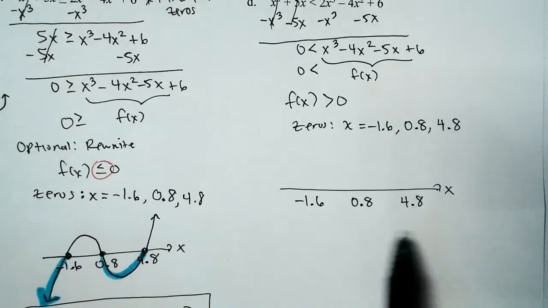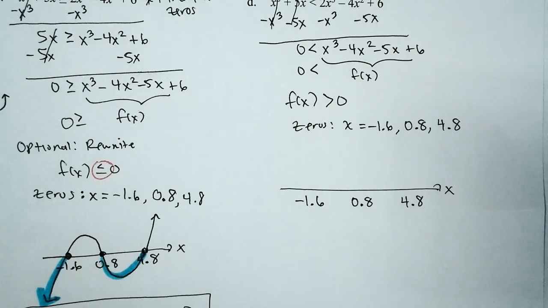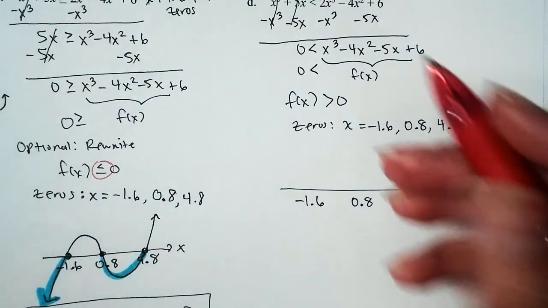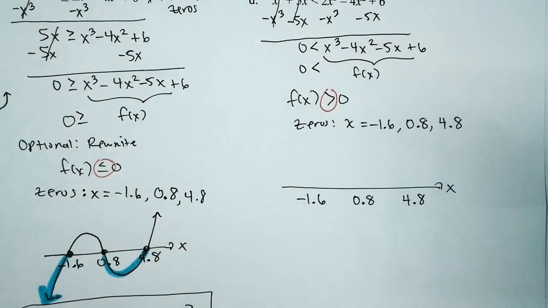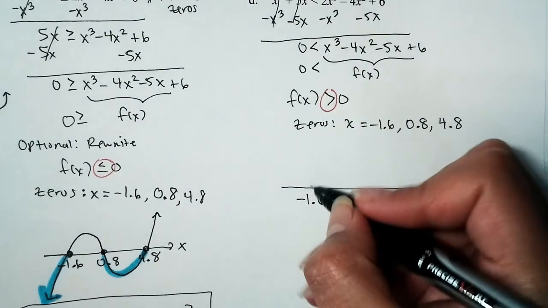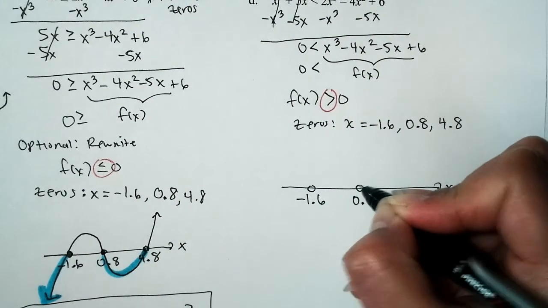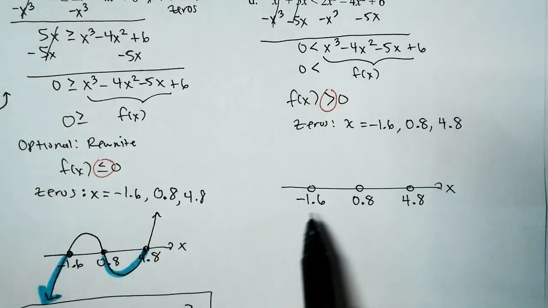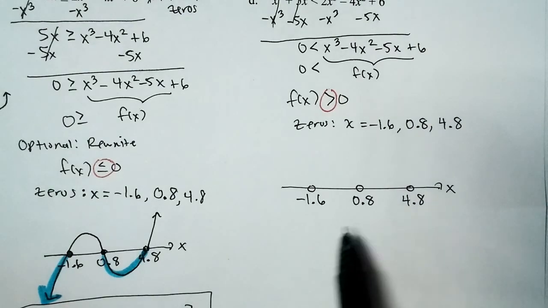Are the zeros part of the solution? Well, for this problem, they are not, because the inequality symbol does not have the equal to part. So let's go ahead and do an open circle at each one. What if you want to graph them? I mean, if you want to graph them, fine. Just remember to put parentheses in your intervals.